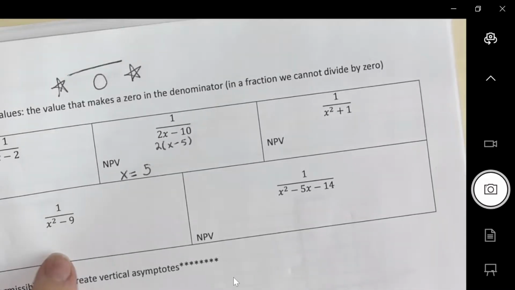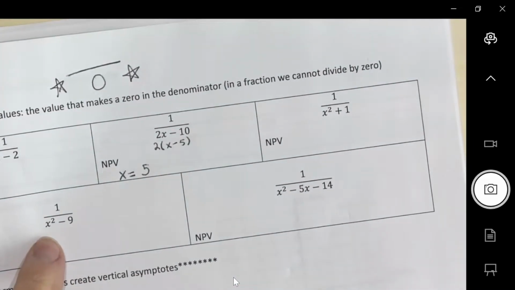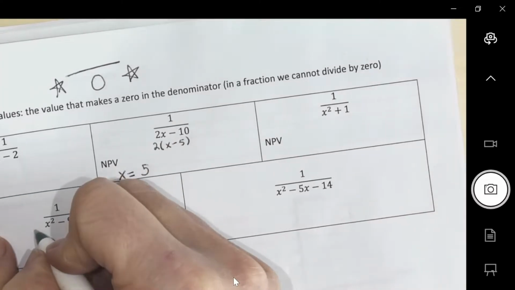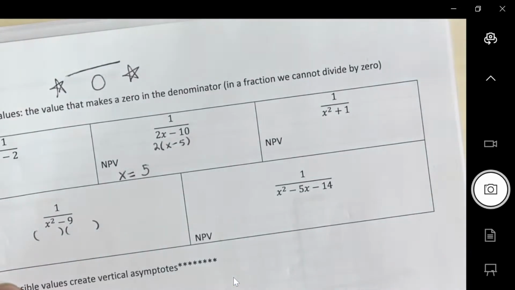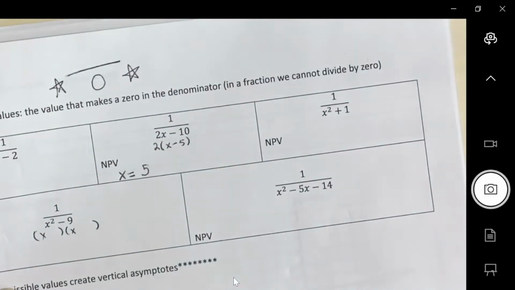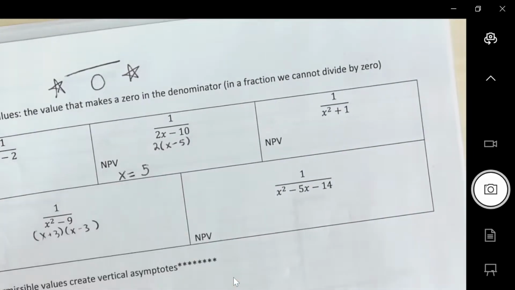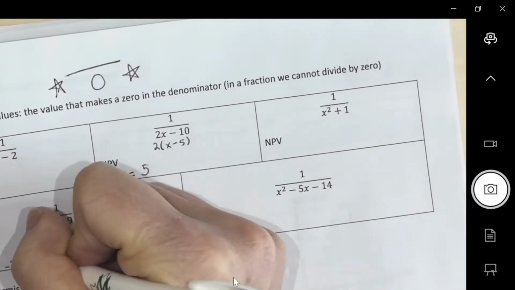Okay, I'm going to jump to these ones, and then I'm going to actually tackle that one last. Okay, what should we do with the bottom here? It's a factor. What style? Difference of squares? Okay, so 2 brackets, X and X, and then when you do the difference of squares, plus minus 3. So what are the X values that are not permitted? There's actually 2 of them, -3 and a +3.